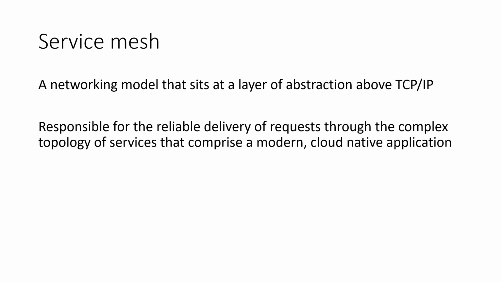It is typically implemented as an array of lightweight network proxies that are deployed alongside application code without the application needing to be aware. The concept of service mesh as a separate layer is tied to the rise of cloud native applications. In the cloud native model, a single application might consist of hundreds of services. Each service might have thousands of instances, and each of those instances might be constantly changing their states, and they will be dynamically scheduled by an orchestrator like Kubernetes.